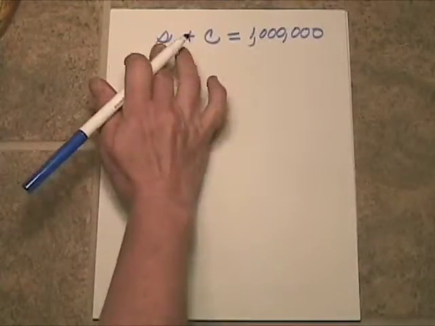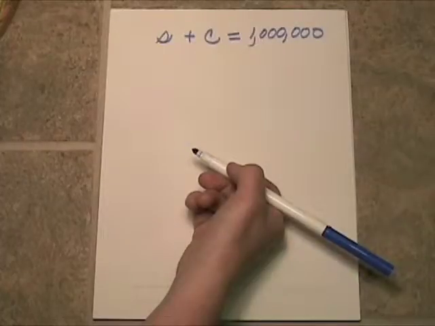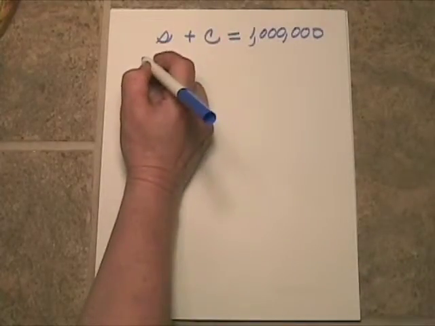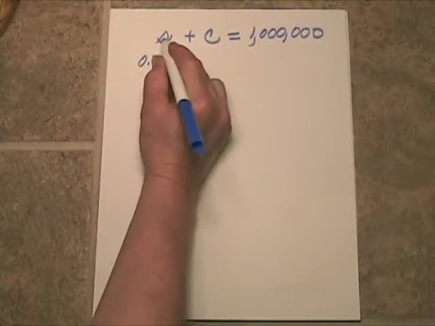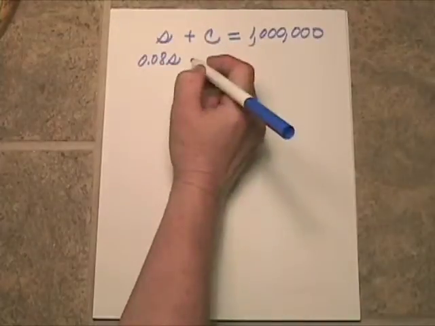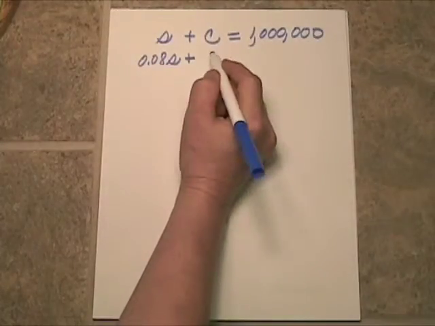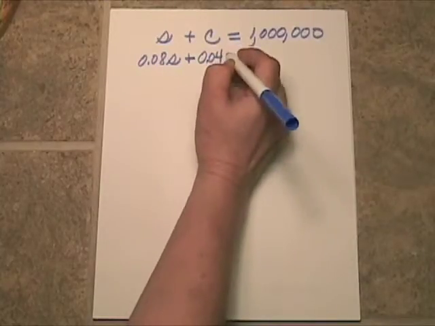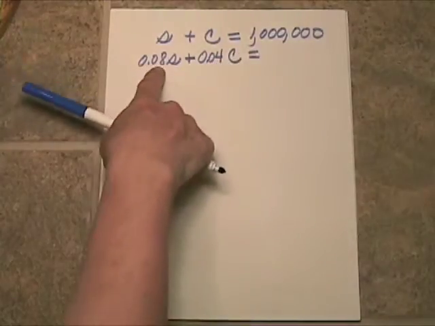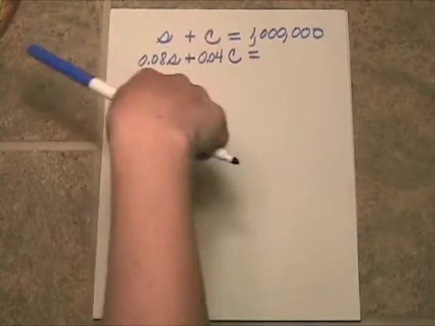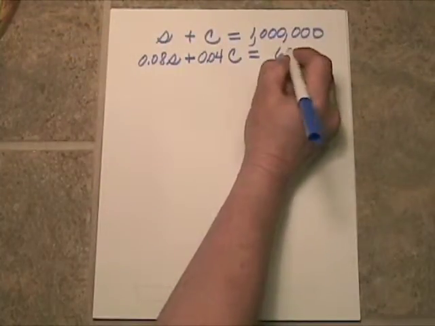Now, we know that the stocks are going to be bringing her 8 cents on the dollar. That's what 8% means. So she's going to make 8 pennies on every single one of those S dollars in 1 year. And her certificates of deposit are going to be bringing her 4 cents on every dollar that she has invested. So 8 pennies times S plus 4 pennies times C. She wants that all to add up to 60,000.